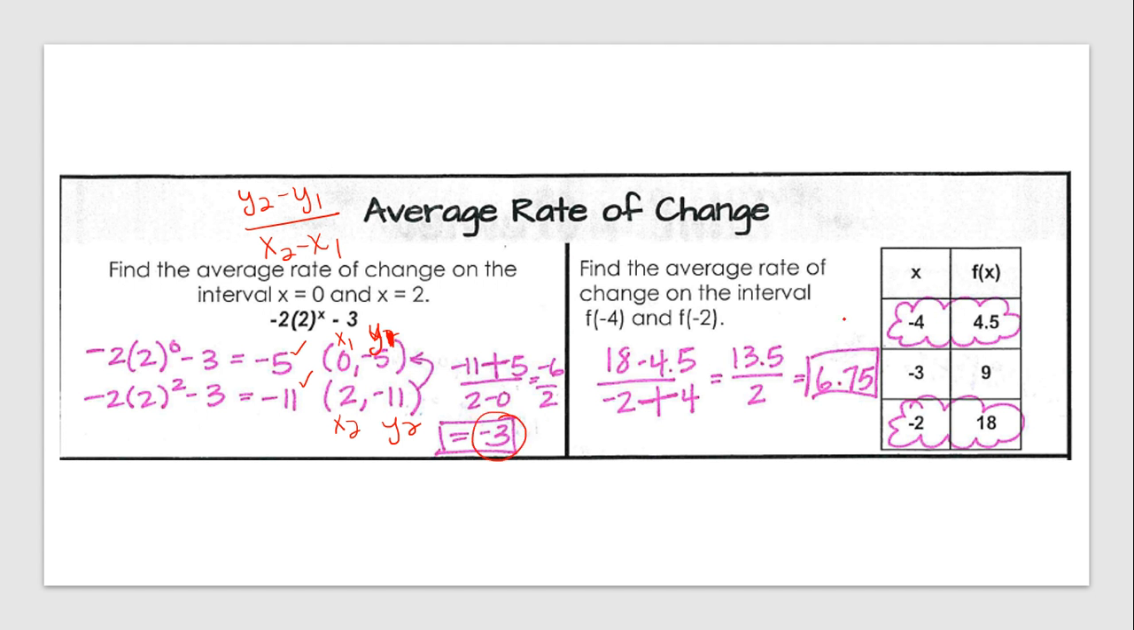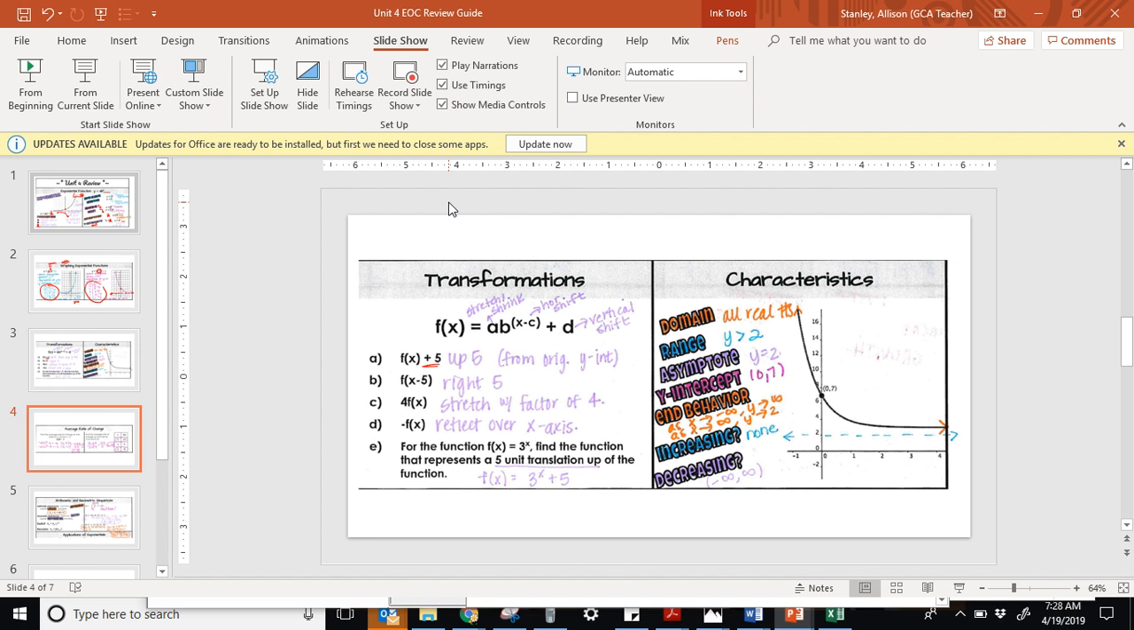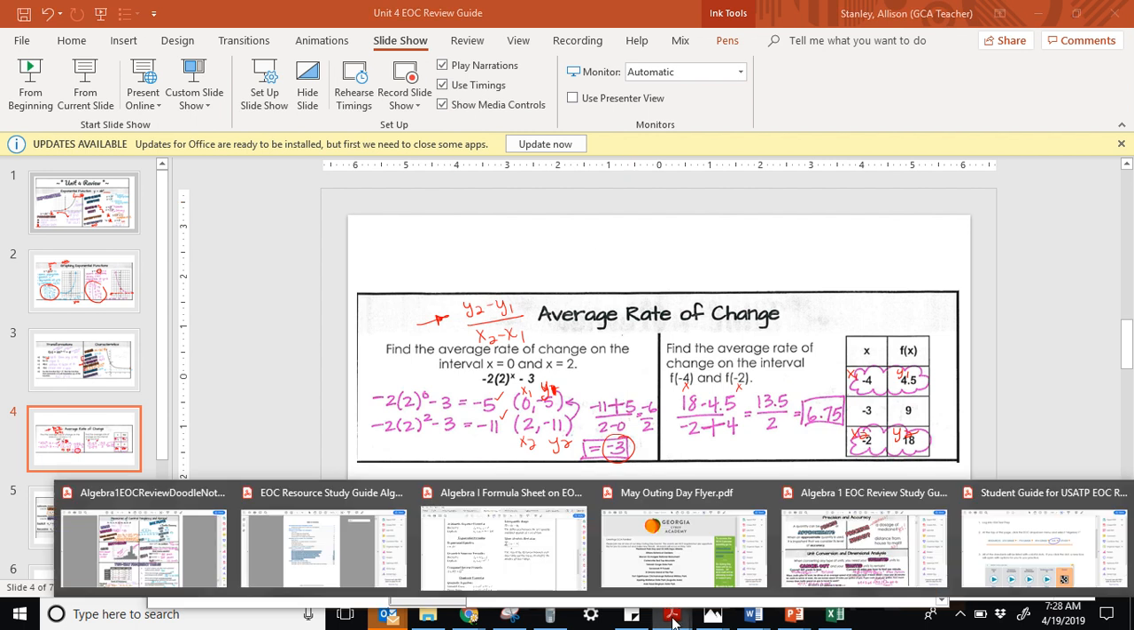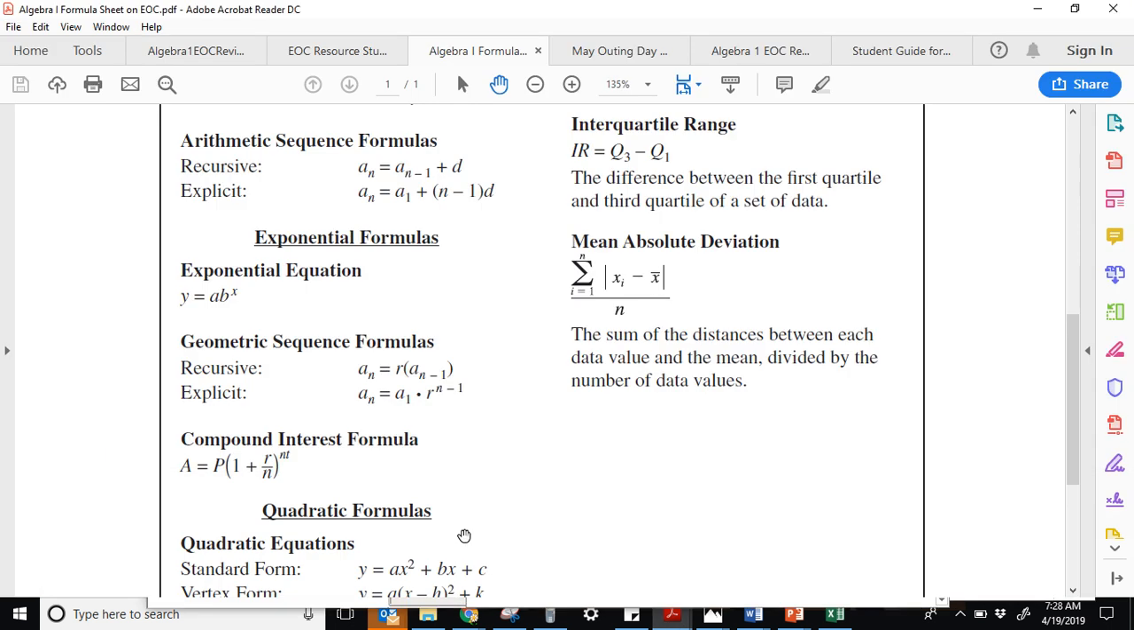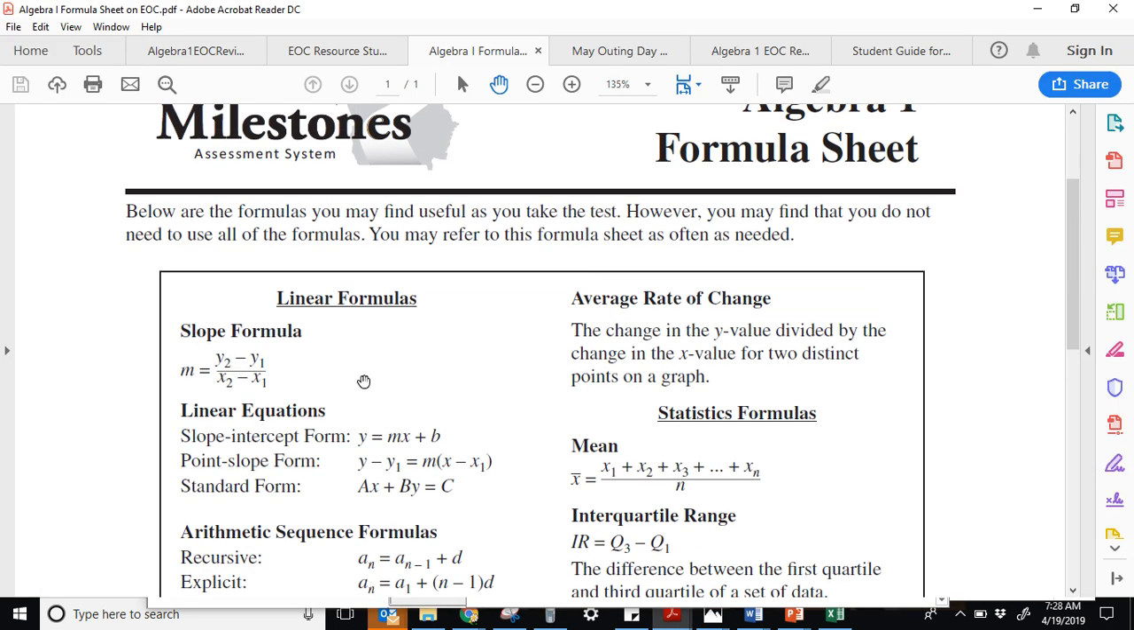They did the same thing here with the table. They said to find the interval between f of -4 and f of -2. These are the x values I'm looking at. So here's my x1 and my y1 and my x2 and my y2. And you're just using this formula. So really quick, let me show you on your formula sheet. Notice at the top you have your slope formula right here, and right next to it, it says average rate of change is the change in the y value divided by the change in the x value. So you're going to use this slope formula whenever you're thinking about rate of change.